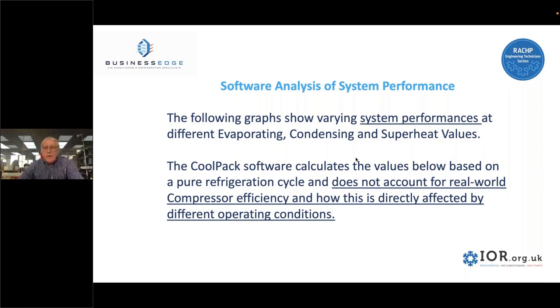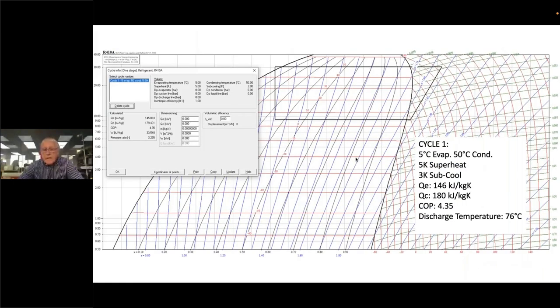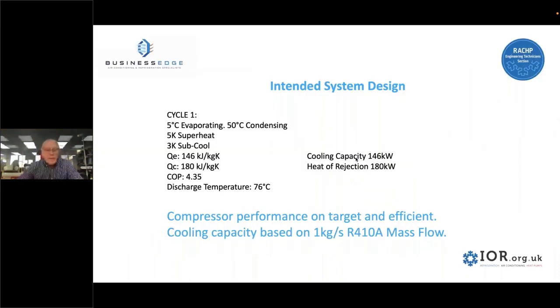So there's an extract from CoolPak running on R410A, and here's my perfect refrigeration cycle. I want 5 degrees C evaporating, 50 degrees C condensing, only 5 K of superheat, 3 K of subcooling. If I move on, you'll see the values there, 146 to 180. If I assume 1 kilogram of refrigerant running around this system every second, that's 146 kilowatts of cooling or 180 kilowatts of heat rejection. And I've got a nice discharge temperature of about 76 degrees C and quite a respectable COP at 4.35.